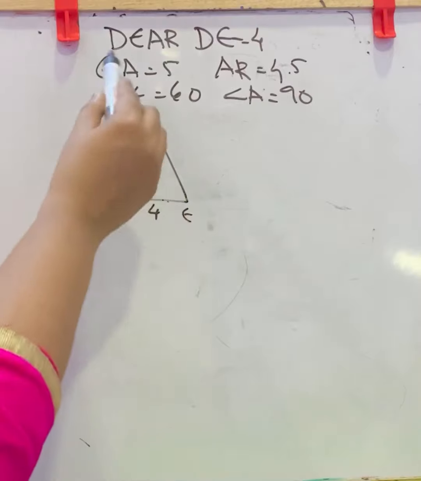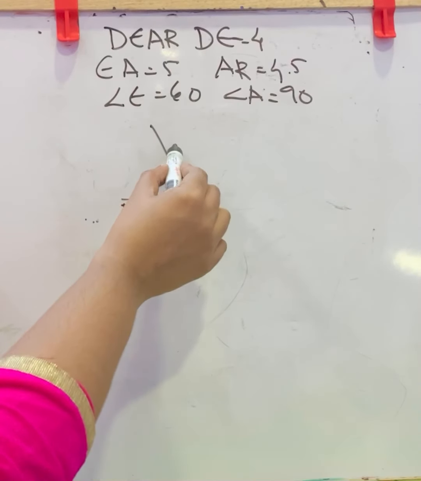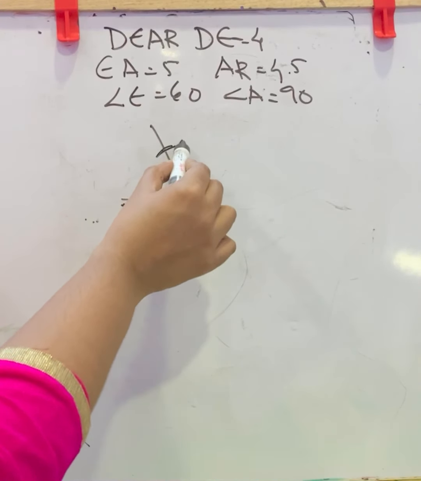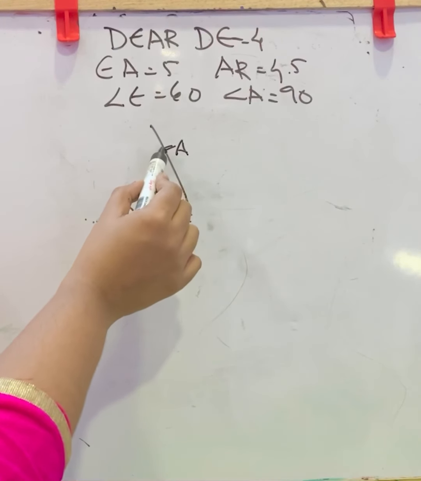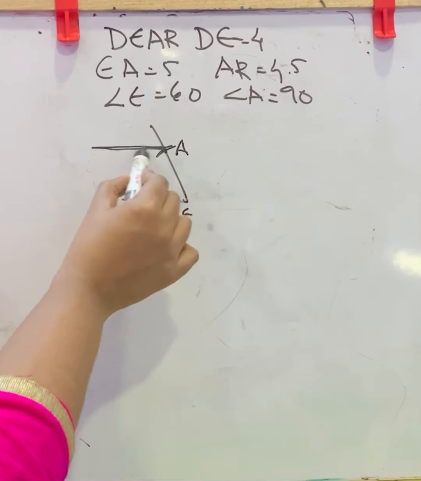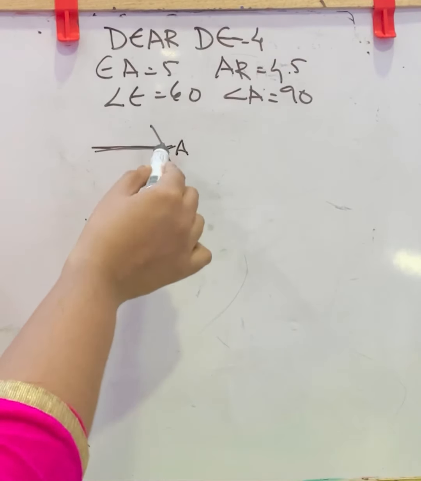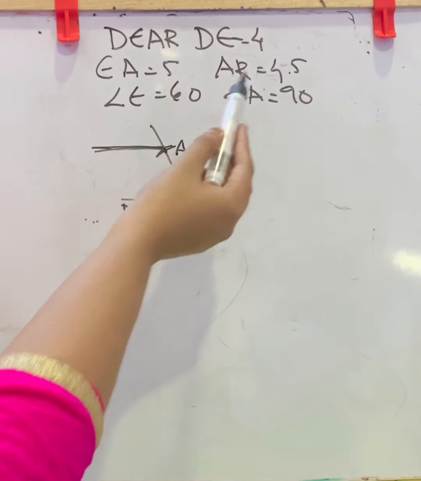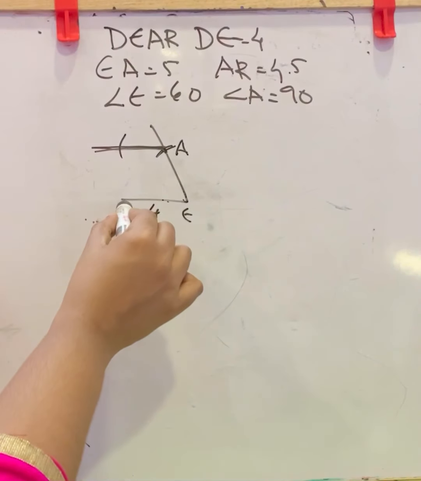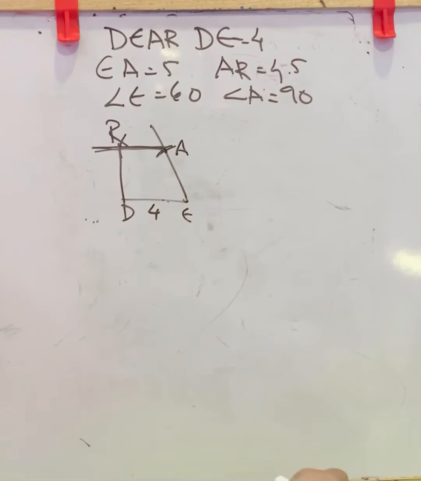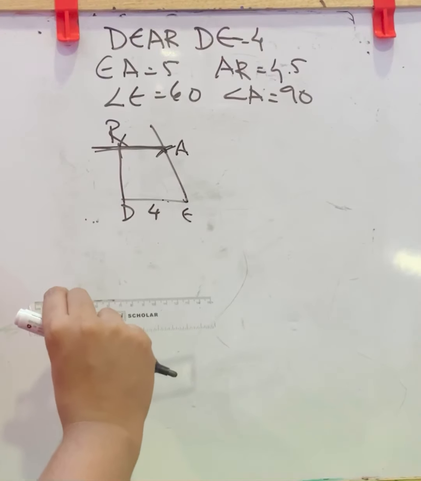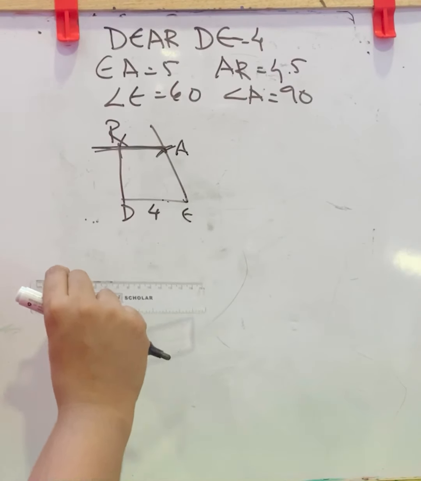Now EA is 5, take 5 radius and cut here. This will be EA. Next is angle A is 90 degree. We will construct angle 90 here, extend it. Next is AR is 4.5. Take 4.5 radius, cut it here. Now join this, you will get DEAR. So first I am going to draw line segment DE.